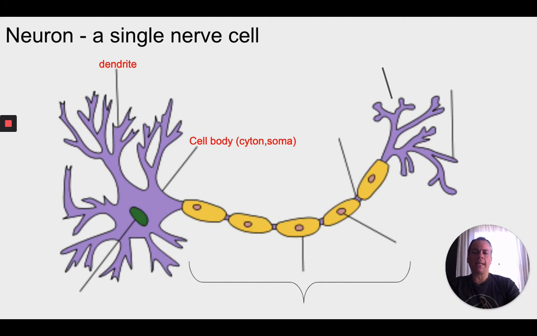The cell body is the part of the neuron where you would find most of the organelles, the nucleus, sometimes called the cyton or the soma. It has the nucleus inside of it. And then there's this elongated part of the neuron called the axon. And at the end of the neuron are what we call the terminal branches.